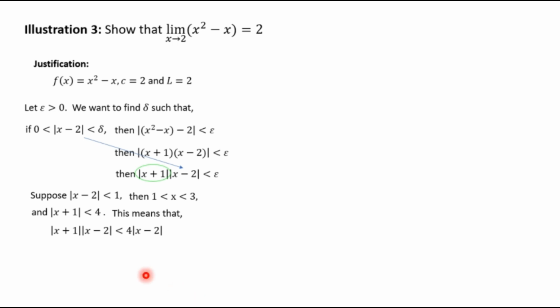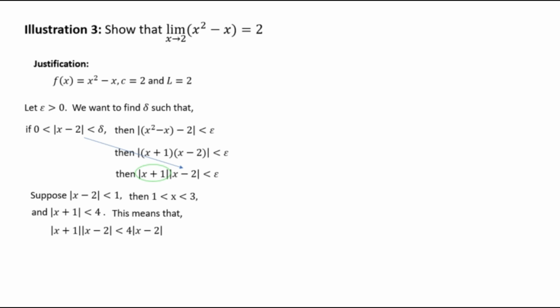So we are able to frame this variable expression x plus 1. And we found that this is less than 4 when x minus 2 is restricted by this nominated delta value. I think it is now becoming clear what delta can be based on this expression, but not so fast. Remember that this is only true under the assumption that the absolute value of x minus 2 is less than 1. Thus we have to account for that.